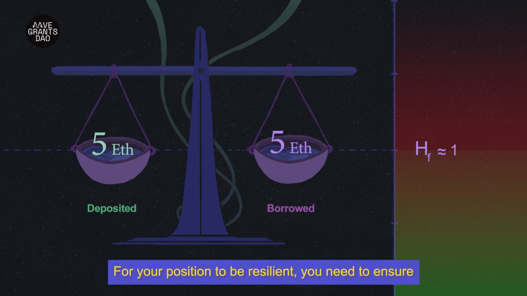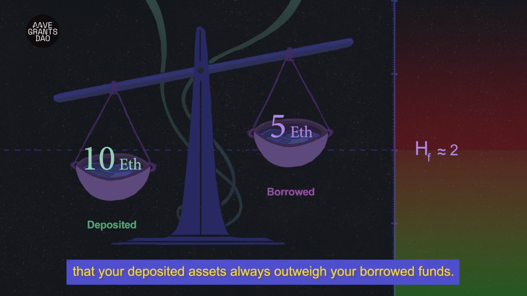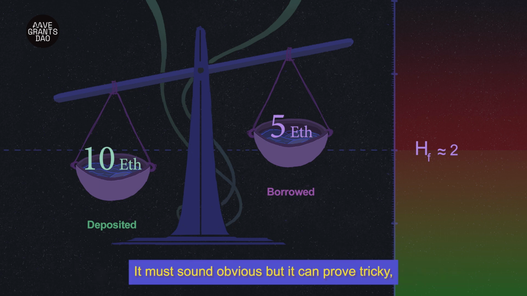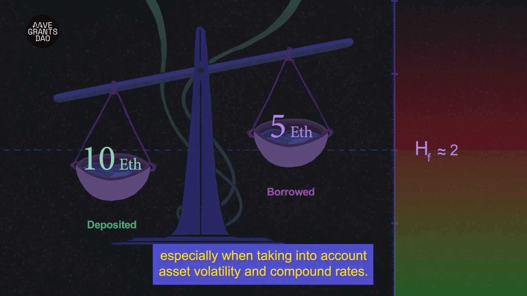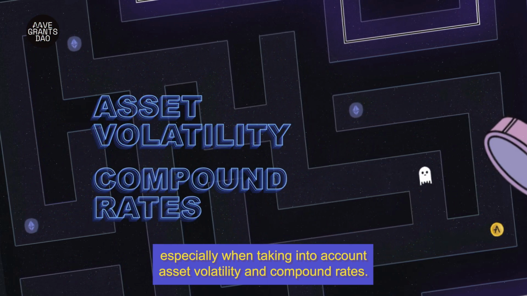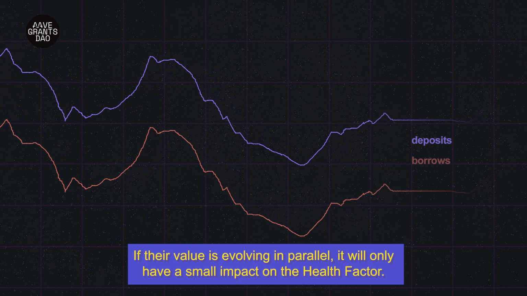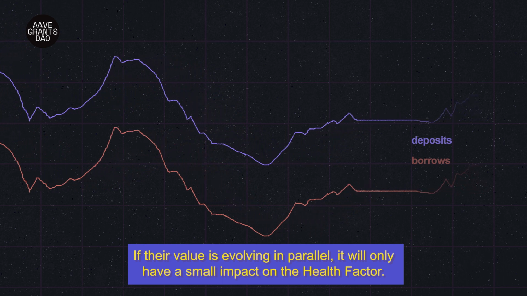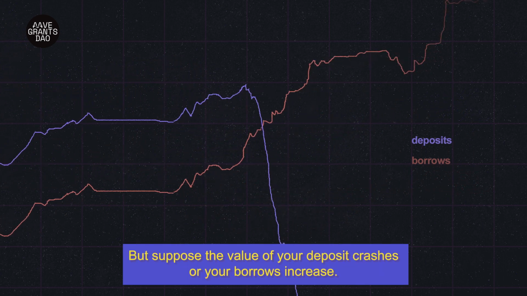For your position to be resilient, you need to ensure that your deposited assets always outweigh your borrowed funds. It must sound obvious, but it can prove tricky, especially when taking into account asset volatility and compound rates. If their value is evolving in parallel, it would only have a small impact on the health factor. But suppose the value of your deposit crashes, or your borrows increase.